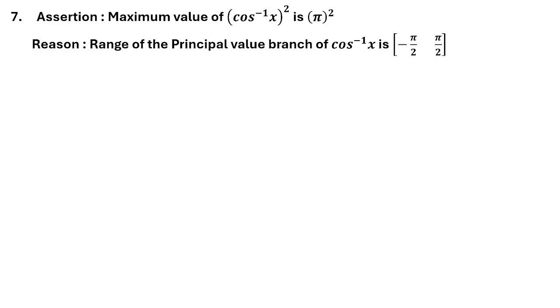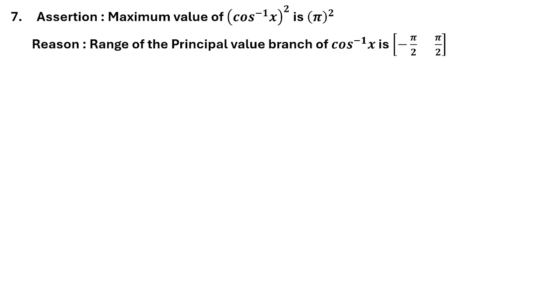Let's go to the next question, number 7. The maximum value of cos inverse x the whole square is pi square. The reason: the range of the principal value branch of cos inverse x is minus pi by 2 to pi by 2. I think all of you can directly give the answer because the reason is false. All of you know that the range of the principal value of cos inverse x is not minus pi by 2 to pi by 2.